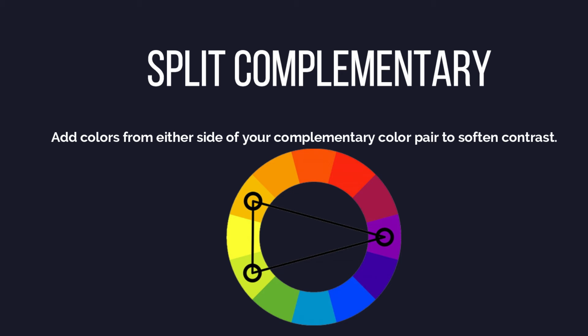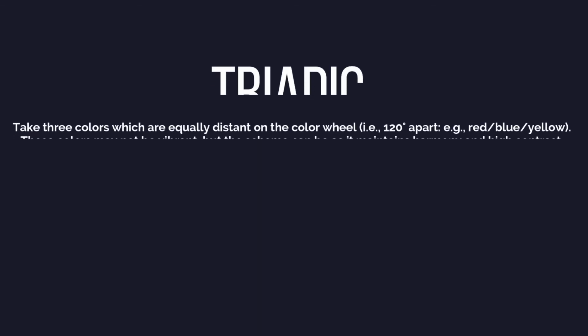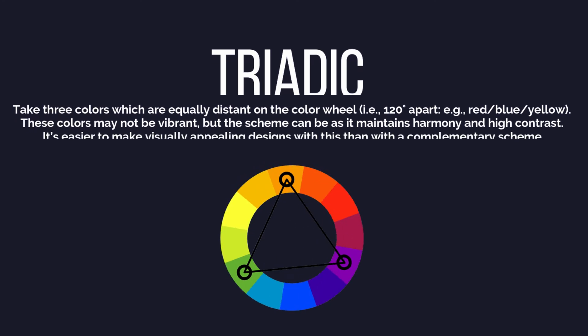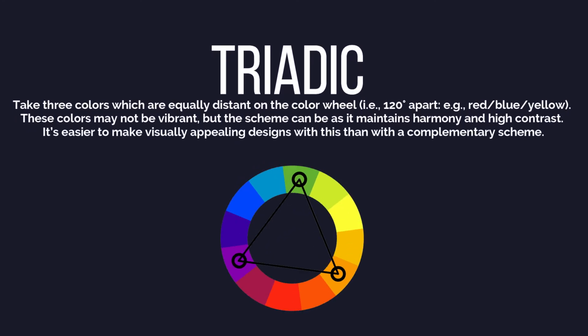The number 5 is the triadic. The triadic color is when you take 3 colors which are equally distant on the color wheel. Probably they are 120-degree distance from each other. You will see it. I'm pointing it on the video. That is it that you are looking.